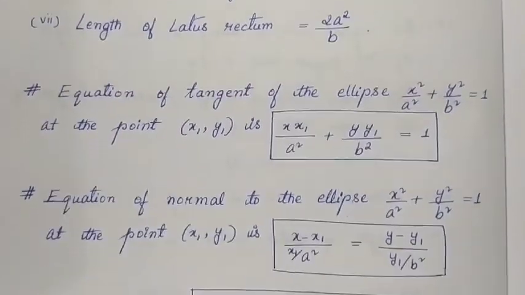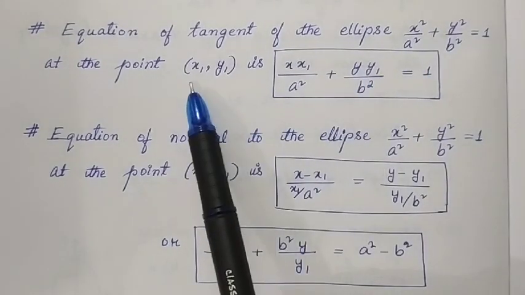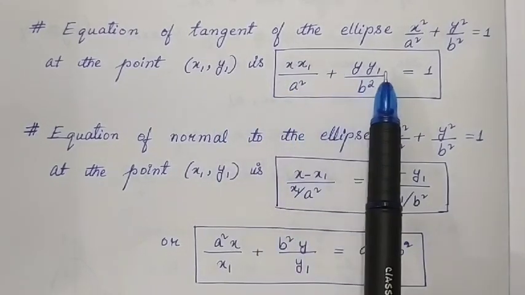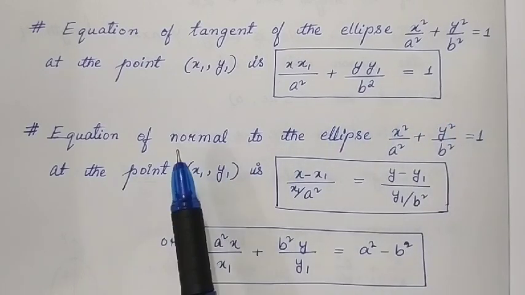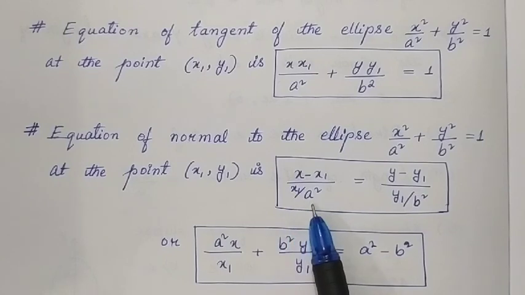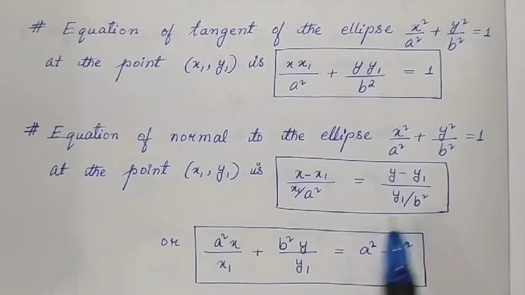Now, let us see what will be the equation of tangent to the ellipse at the point (x1, y1). It will be xx1/a² + yy1/b² = 1. And the normal equation will be (x − x1)/(x1/a²) = (y − y1)/(y1/b²). Or we can write it like this also: a²x/x1 + b²y/y1 = a² − b².